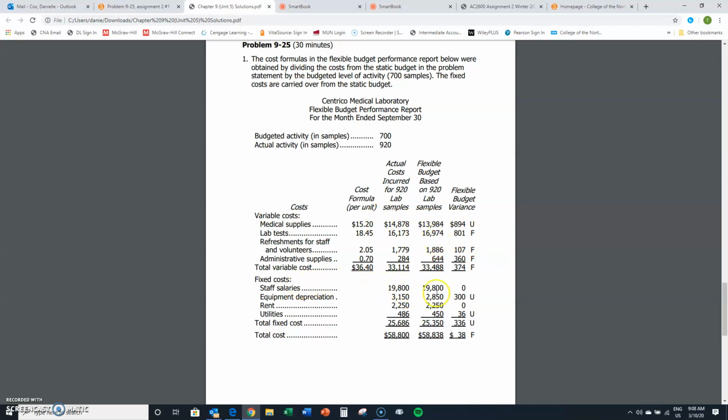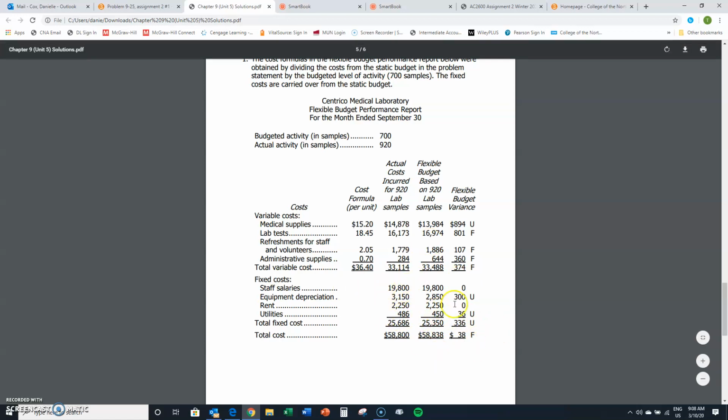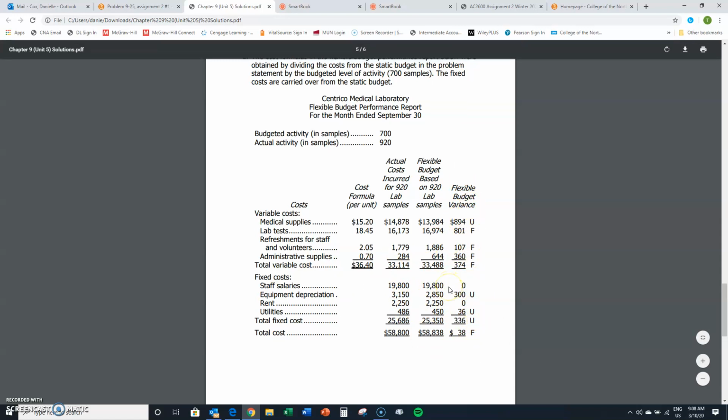Now, fixed costs stay the same within a relevant range. Unless we're told otherwise, fixed costs are going to stay the same, so you just copy the numbers over. Things can happen to change fixed costs. Equipment could have been purchased or sold. For utilities, there was a budget, but maybe there was a rate increase, or various things happened to change fixed costs. So now we can look at our variances a bit better.